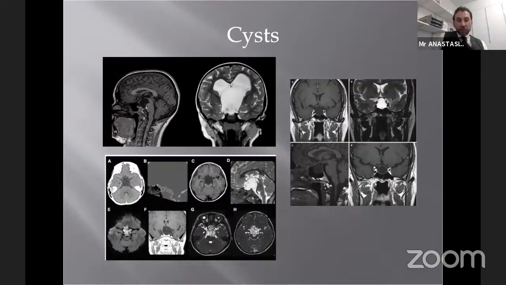As far as cysts are concerned, as I said, a suprasellar arachnoid cyst has completely the same signal as the CSF. Rathke's cleft cyst might have a little rim enhancement, but you will not see significant enhancement. The main differential diagnosis here is a cystic pituitary adenoma. And very important to be aware of epidermoid and dermoid cysts.